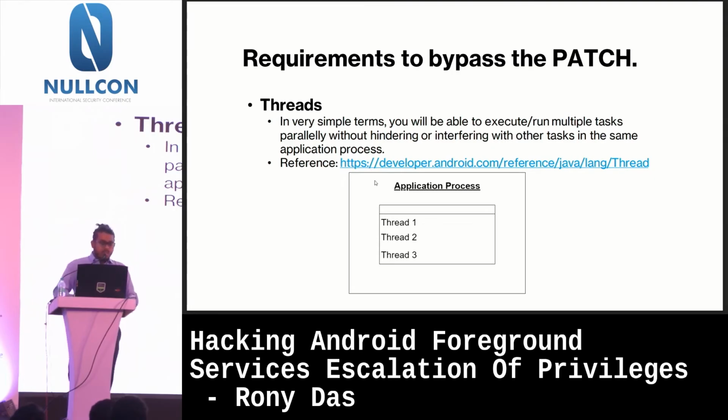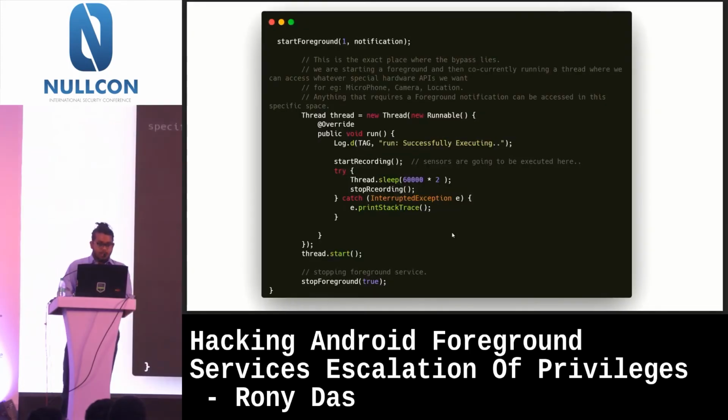So what are threads? In very simple terms, you will be able to run multiple tasks parallelly without hindering or interfering with other tasks in the same application process. So this is the application process which is being created. Under that, you can create as many threads as you want, depending on the hardware. Basically, how we are going to use threads on this particular bypass, we'll see in the next slides.